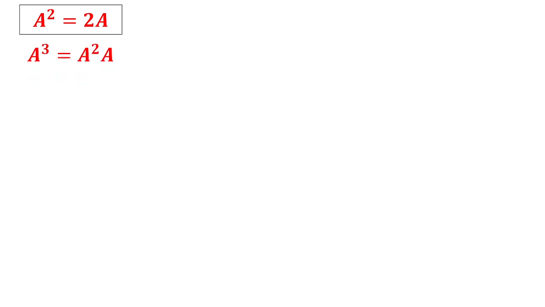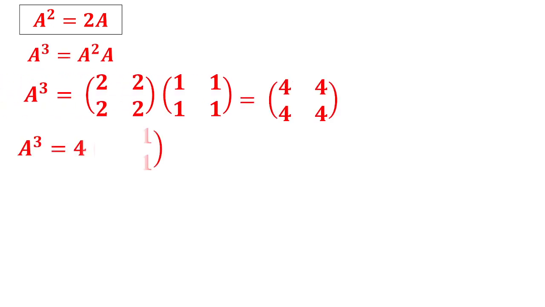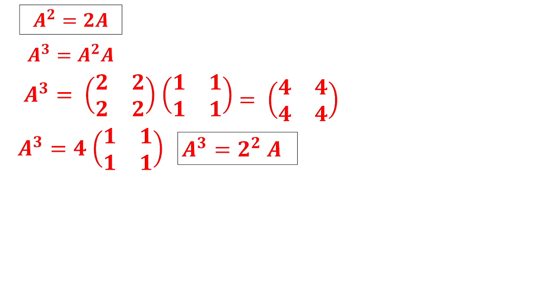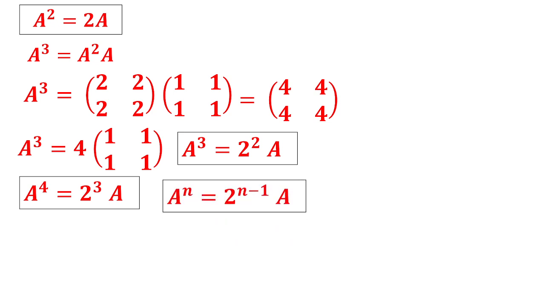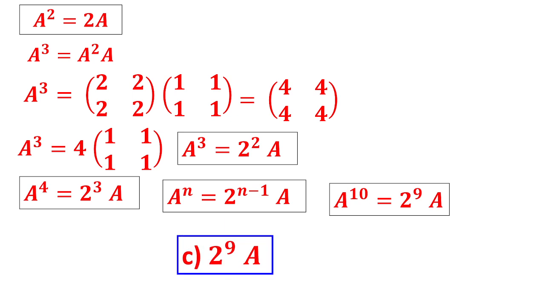Let us find a cube. It is nothing but a square into a. It is coming as 4, 4, 4, 4, which is nothing but 2 square a. Therefore a square is 2a, a cube is 2 square a. Then by means of induction, we can tell that a power 4 will be 2 cube a, and a power n will be 2 power n minus 1 a. Therefore a power 10 will be 2 power 9 into a. Therefore without calculating a square, a cube, please don't jump to the conclusion.